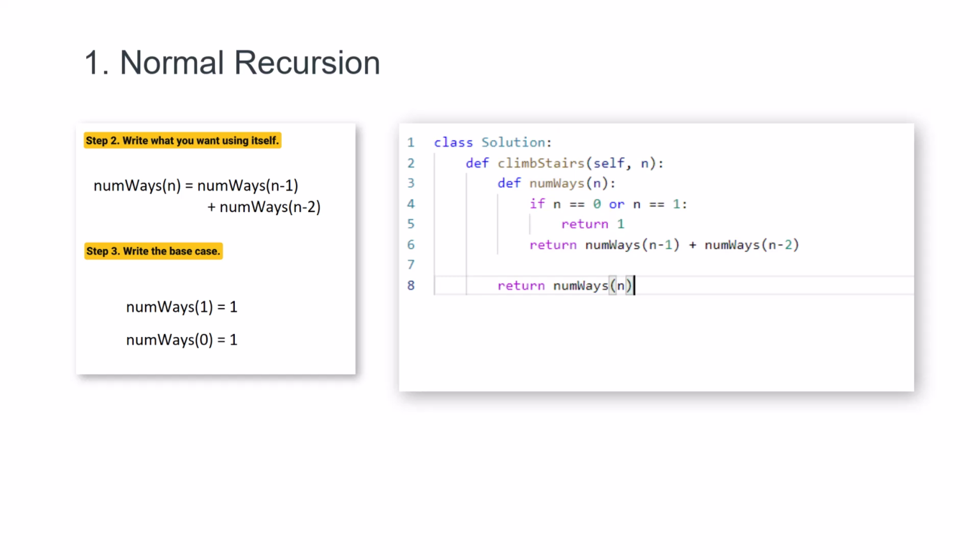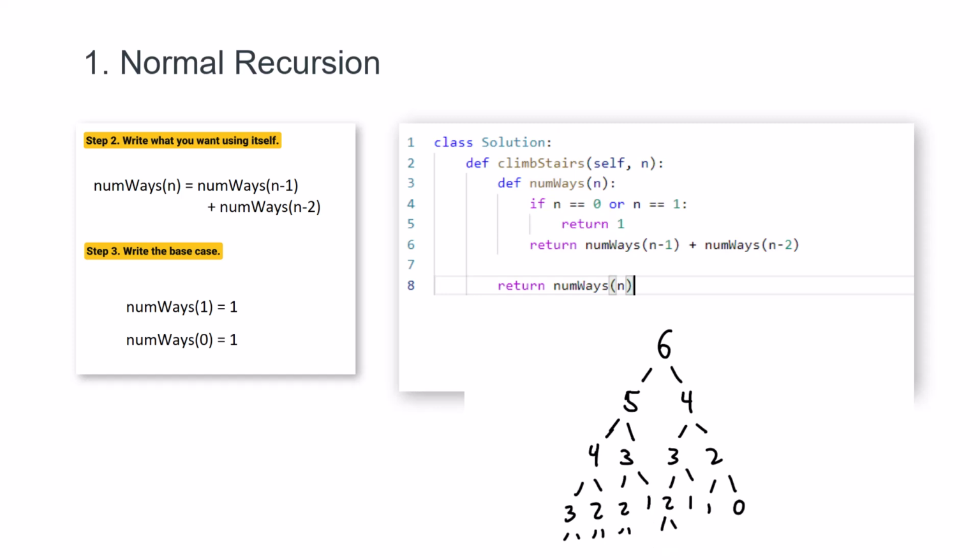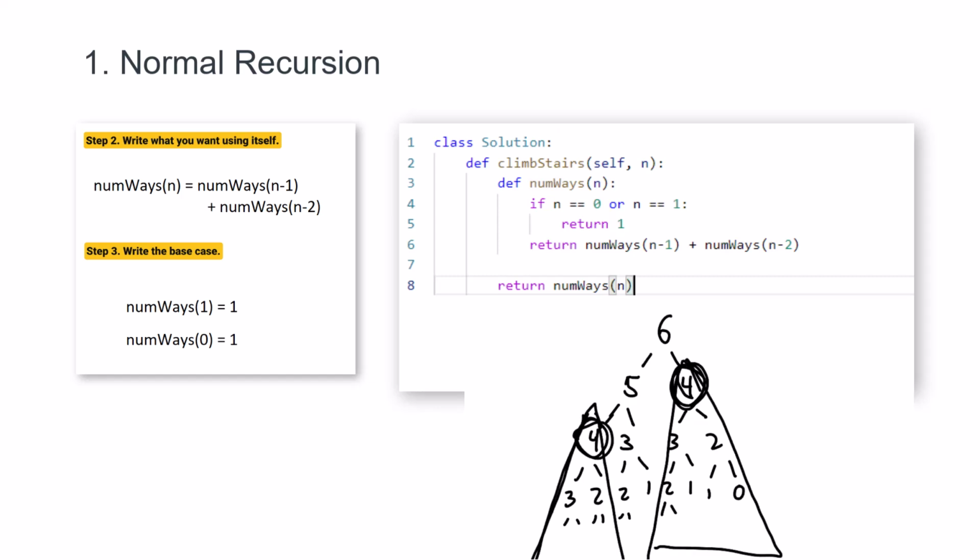So why is it so slow? When we call our function on something, like when we call numways of 6, that's going to call numways of 5 and numways of 4. And numways of 5 is going to call numways of 4 and 3. I didn't draw the full tree, but you can see here that there are a lot of the same computations happening. Like numways of 4 gets called here, and it also gets called here. Everything that gets run here is going to be exactly the same. So we're duplicating a ton of computations.